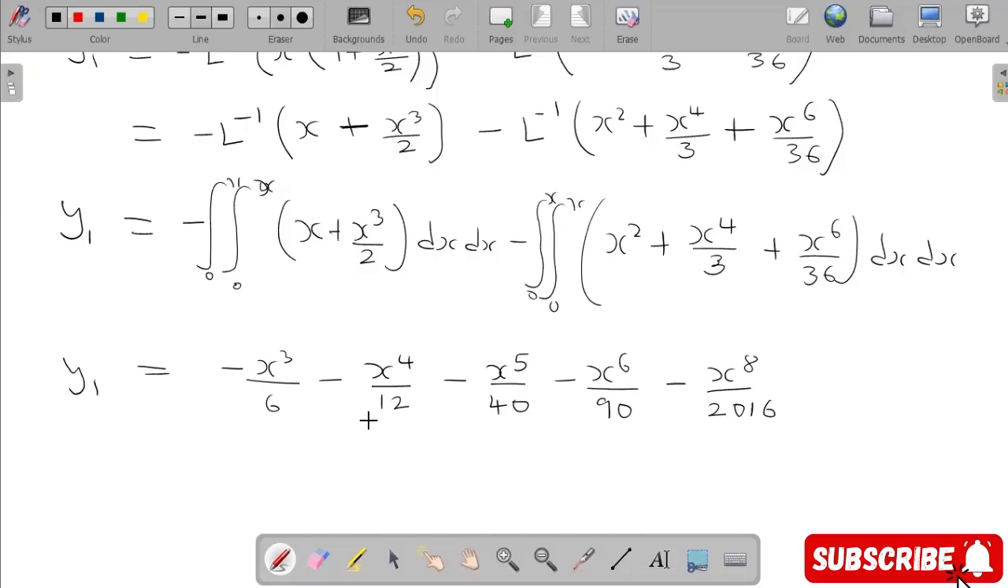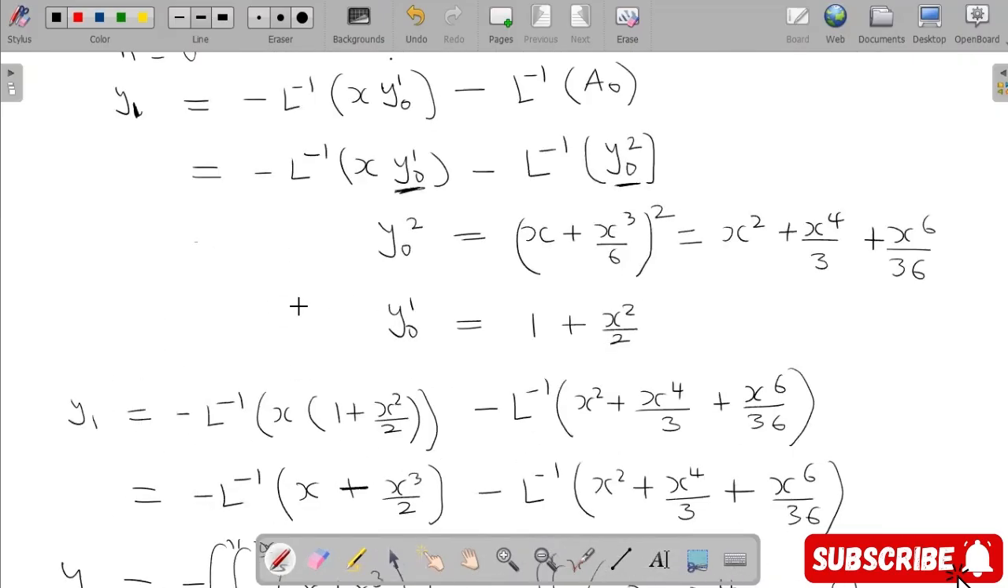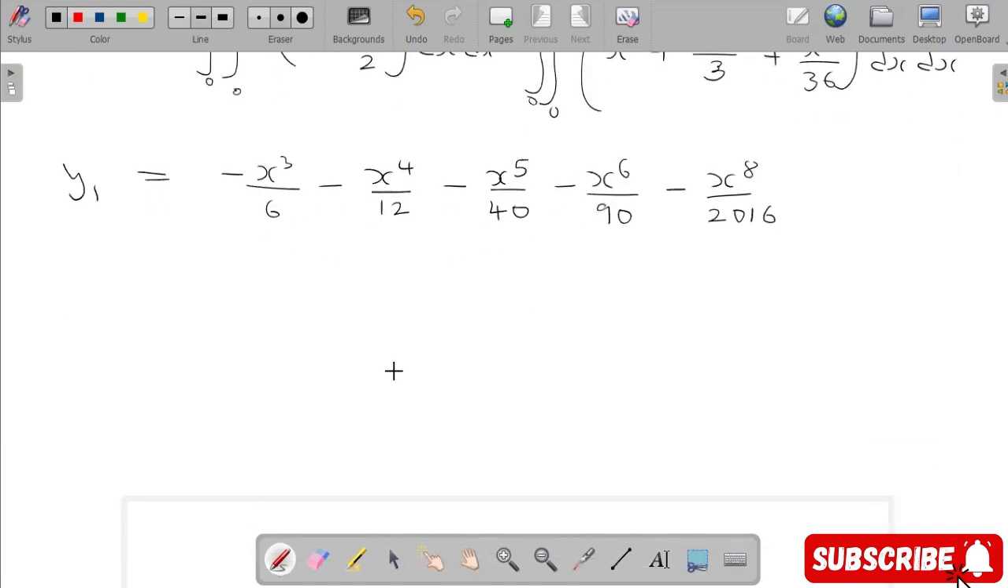Of course, as a result of the type of zeroth term we have, the computation will become bulky, and so of course there are modified ways of doing that. But for this, we have y1 obtained here, and this is where we are going to end the computation. So we can then say y(x) becomes y0 plus y1. Like I said, we can still obtain more terms.